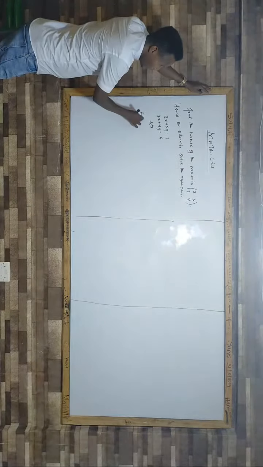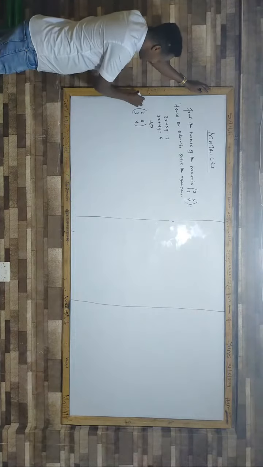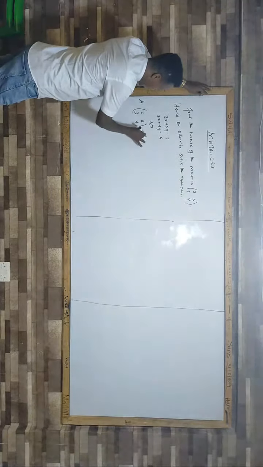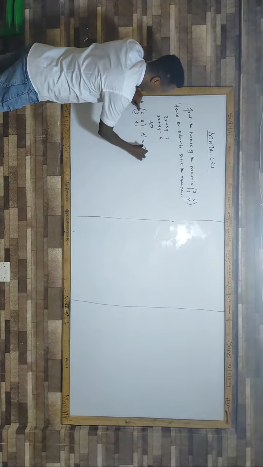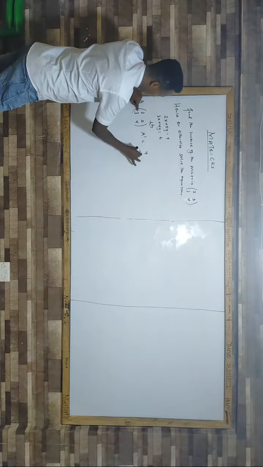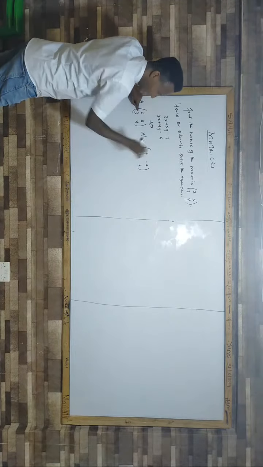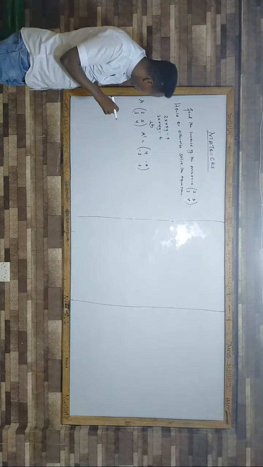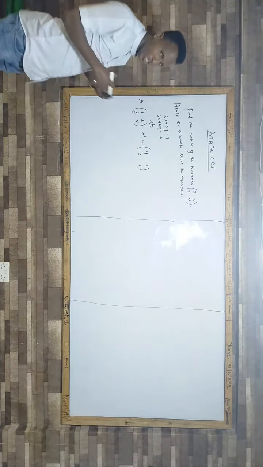So let me get the matrix. That's 2, 3, 5, 4. Let's call it A. So for us to get A inverse, what are we going to do? We will interchange these two in position here: 4, -3, -5, then 2. Don't forget, these two we interchange in position, then these two we only change the sign.